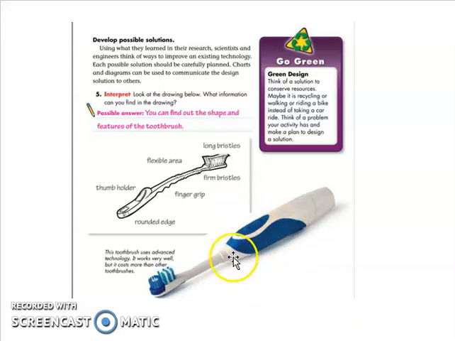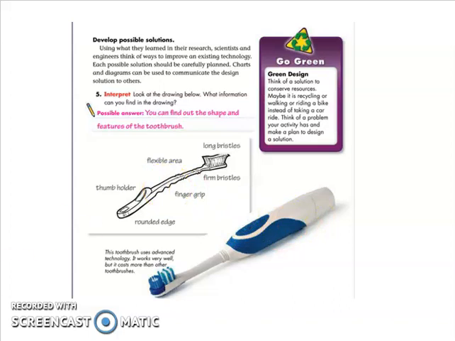So what is the difference between the two? You have here the conventional or the old style toothbrush, and then you have here this toothbrush. This toothbrush uses advanced technology. It works very well, but it costs more than a regular toothbrush. Why? Because they use a technology here. Compared to this one, it is just made up of plastic. This one is also made up of plastic, and then this is rechargeable or powered by battery. So it is more expensive compared to this kind of toothbrush.